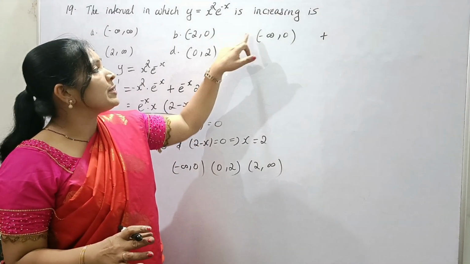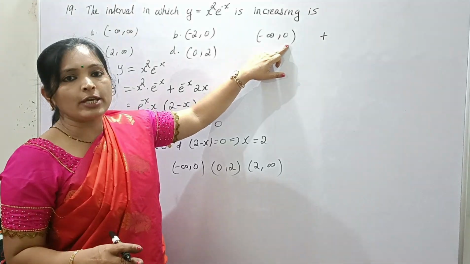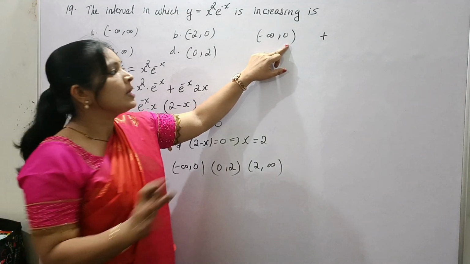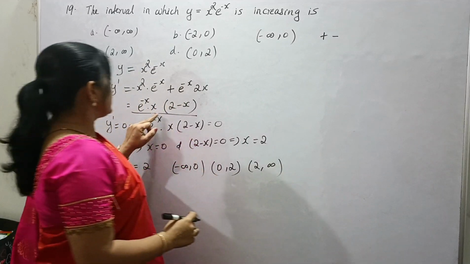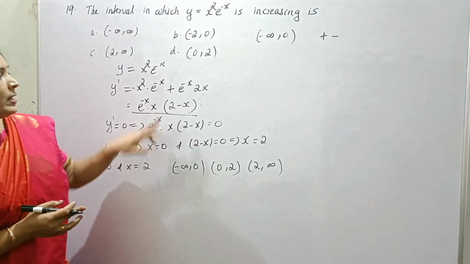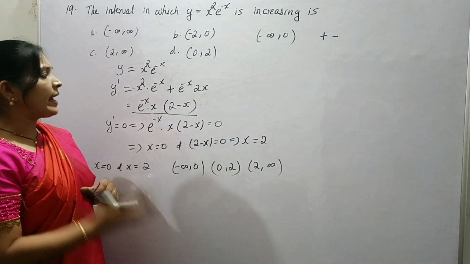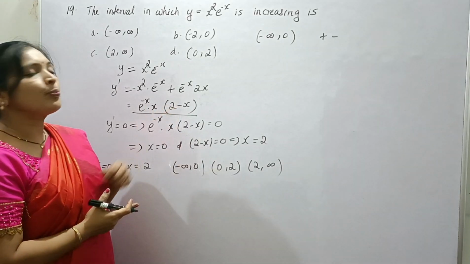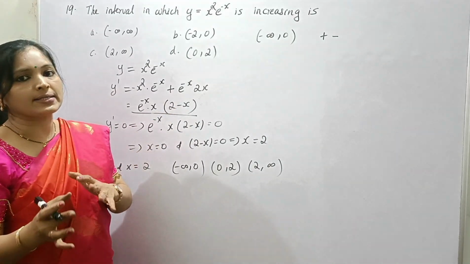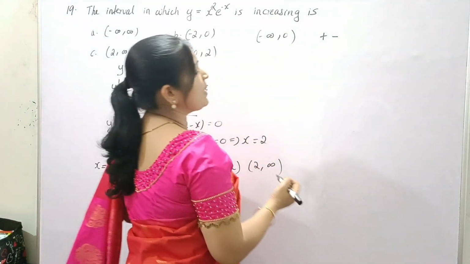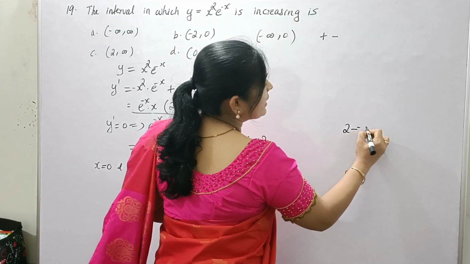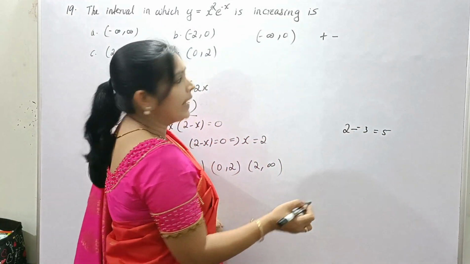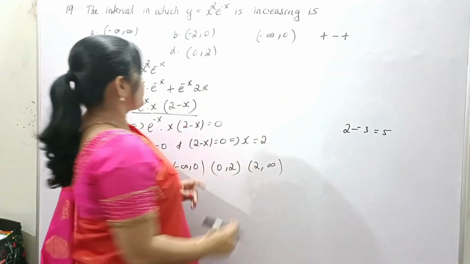All the values between minus infinity and 0 are negative. So here, x is negative. Then 2 minus x: when we substitute any negative value here, we will get a positive, right? Because minus x, suppose for example we substitute minus 3, 2 minus minus 3 will be plus 5, right? So here it is positive.